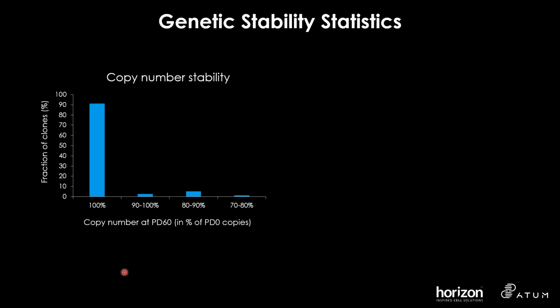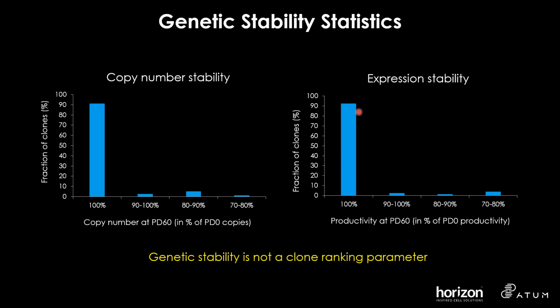If we look at this over hundreds of clones, the following statistics start to fall out. Over 200 to 300 clones that we've analyzed, if we look at copy number at PD60, in the presence of glutamine, we can see that over 90% of clones retain 100% of the copy number, and this is the exact same story for the expression. Over 90% of clones retain 100% of expression after 60 generations in the presence of glutamine. And what this means is that genetic stability is no longer on the critical path. It is not a clone ranking parameter. You can move forward with tremendous confidence knowing that even if you only choose 3 or 4 final clones, they are highly likely to be perfectly stable.